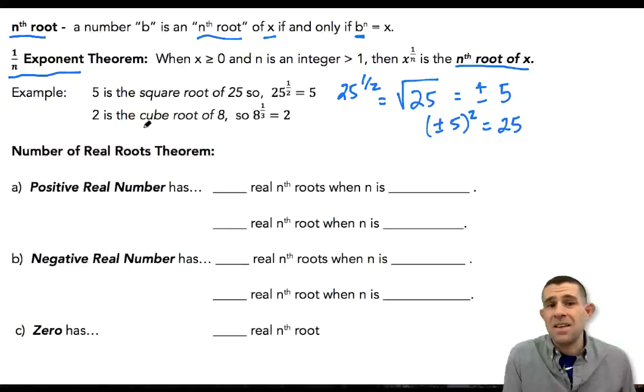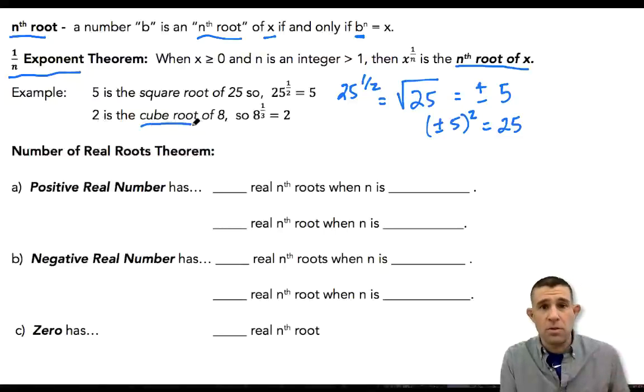All right, let's extend that to this idea of cube root. We could say that the 2 is the cube root of 8. So 8 to the 1/3 power is equal to 2. In other words, this exponent of 1/3 represents the cube root.